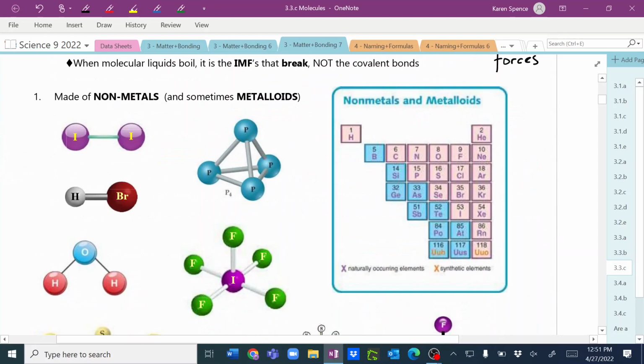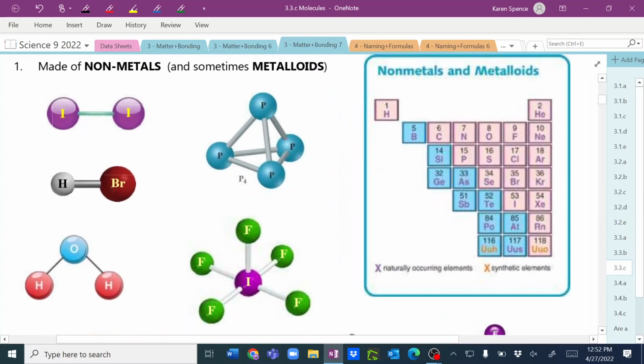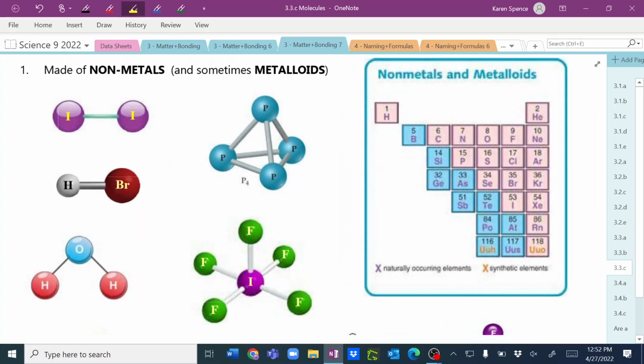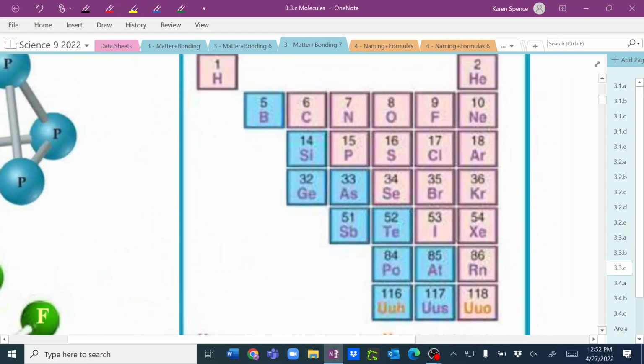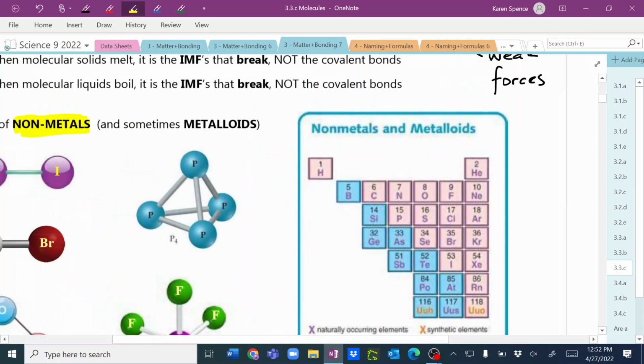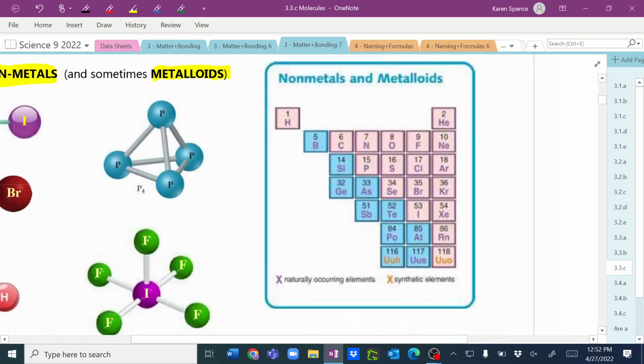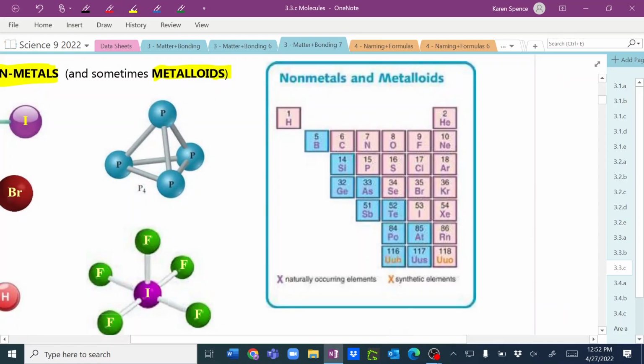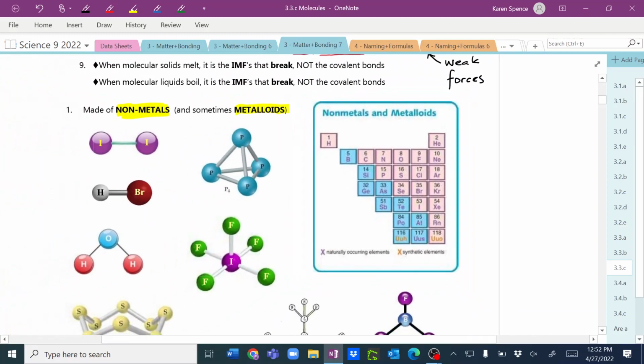Here's just a ton of molecules, so you can see the huge variety that they come in. But what you'll notice about every single one of these is that they're all made of nonmetals. And if you've forgotten, the nonmetals are where on the periodic table? On the right-hand side. They also sometimes have metalloids. So you can see those are the blue ones here. Okay, so that's our silicon, germanium, arsenic, antimony, tellurium, polonium, astatine, and whatever else.